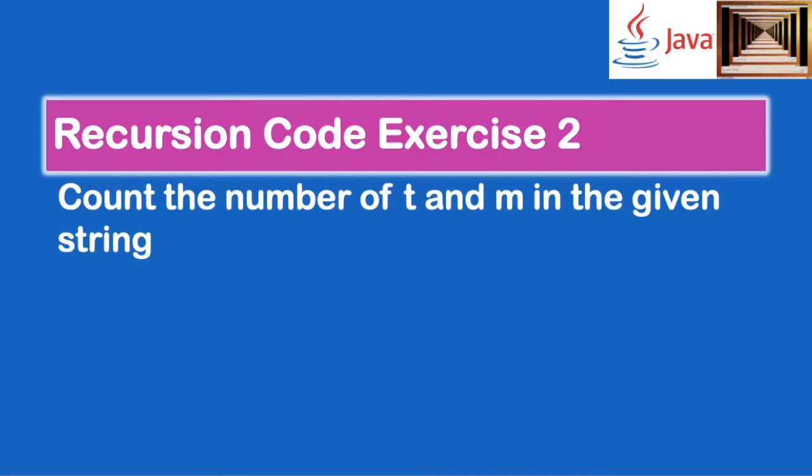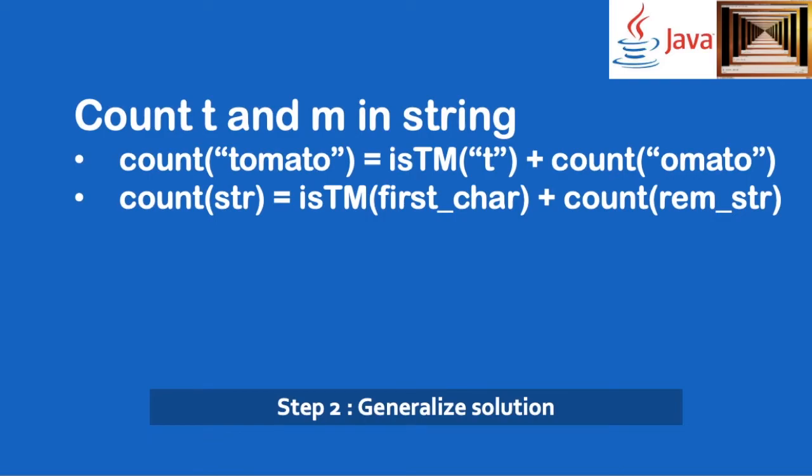Let us look at the next exercise. Count the number of t and m in the given string. So this is very similar to that previous exercise. So count of the number of t and m in the given string, for tomato, can now be written as: we can define this function is tm for the first character, plus count in the remaining string.